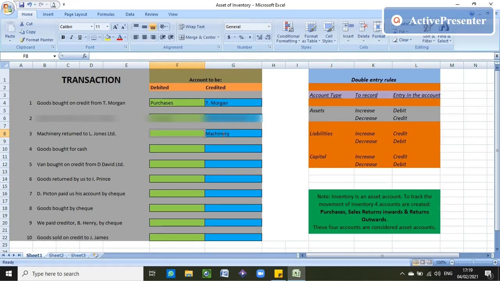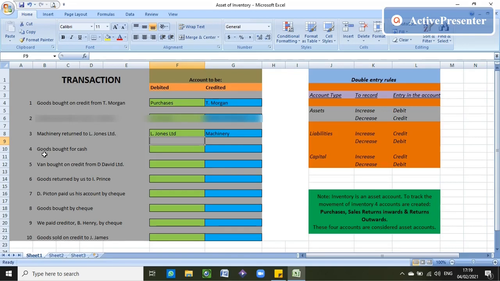Machinery. What will I debit? To whom did I return it? I returned it to L. Jones Limited, which is a liability. So now I owe L. Jones Limited less.